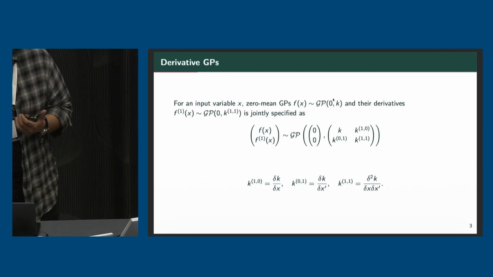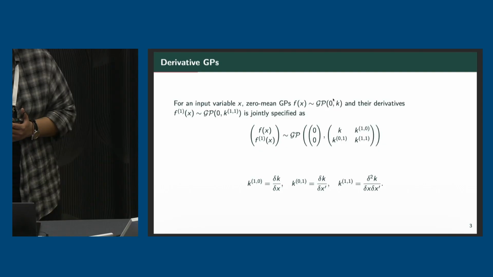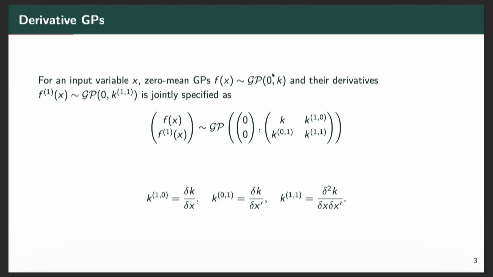So derivative GPs: you take GPs f with the chosen covariance function, and you can get a derivative process, let's call it f1, which will have a derivative covariance function in the squared sense. You can then model both of them jointly, and then you're just working with a slightly more elaborate covariance structure where you have the chosen covariance function k, its partial first order derivatives in the off diagonals, and then the second order partial derivative.